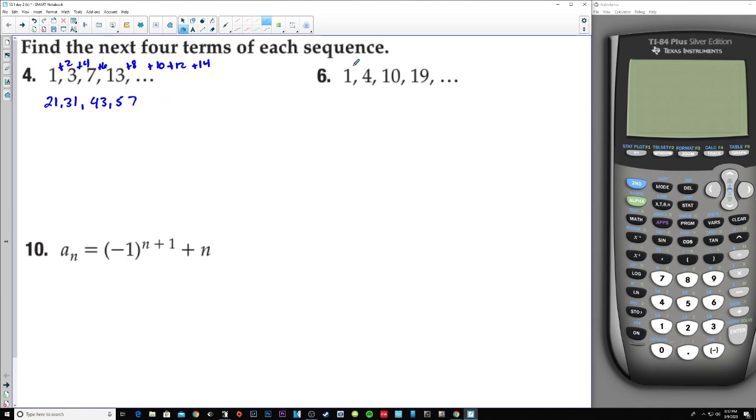Here they've added 3, 6, 10, plus 9 gets 19. So we're going to add 12, then 15, then 18, and then we'll add 21. So 19 plus 12 is 31. 31 plus another 15 is 46, and then another 18 is 64, and then add 21 is 85.